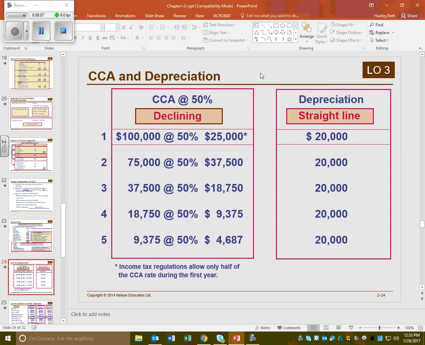Then in the second year, it's showing a value at the beginning of the year of 75,000, which is the 100,000 minus the 25,000 that's been deducted for capital cost allowance. And then half of that again is the 37,500, and so on and so forth, until the asset is completely depreciated.